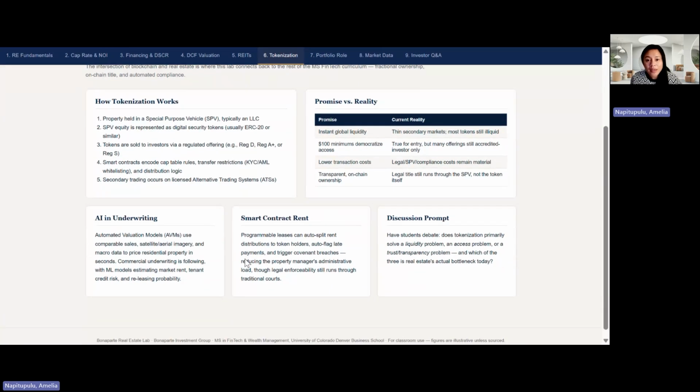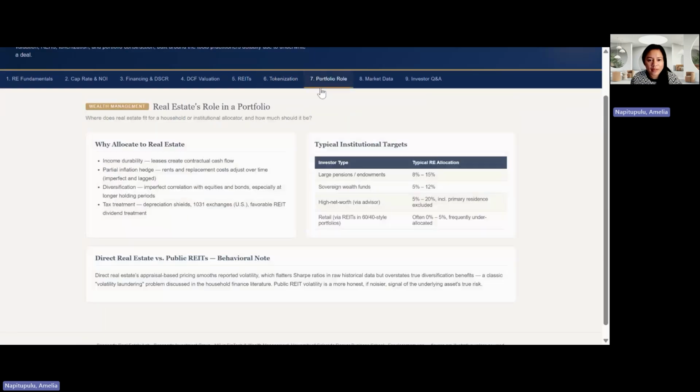However, tokenizing a property changes who can own it and how easily they can trade it, but it doesn't do anything to change the underlying risk of the building itself, because vacancy is still vacancy and a bad location is still a bad location. That's a distinction worth sitting with before getting swept up in any sort of hype that you may hear. All right, so let's zoom out a little bit and ask a simple question.